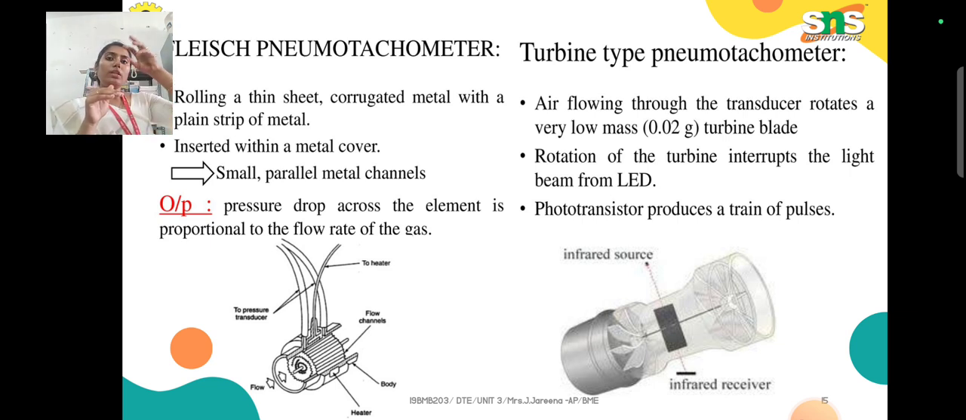Okay, so all the light will be reaching the phototransistor from the LED. But at the time of the procedure or experiment, when the patient blows, the turbine will start to rotate at some speed. Since it keeps moving, whenever the turbine blade meets the light, it blocks the light from reaching the phototransistor. So you will get another kind of pulse, maybe an on and off type.